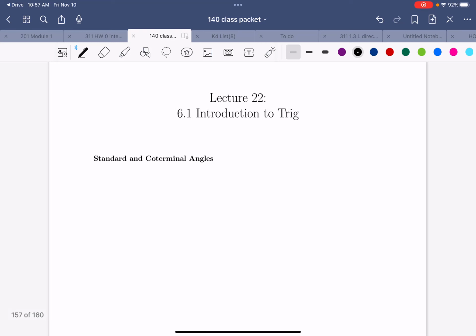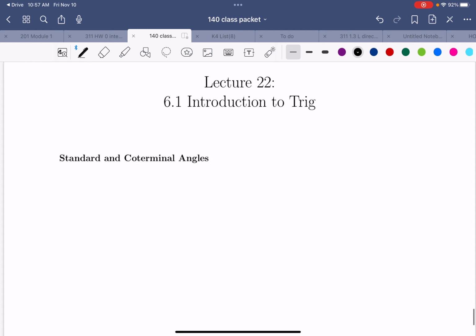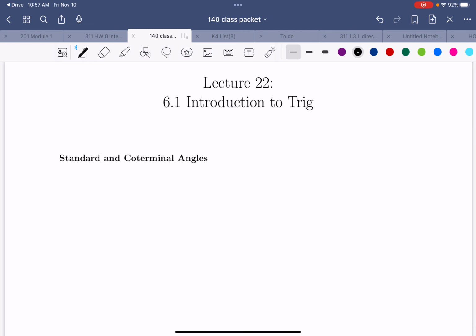Hi all, this is lecture 22 on section 6.1, Introduction to Trig. Now before we get actually into trigonometry, which is based on triangles, we're going to talk a little bit about angles. Our first discussion here is going to be on the difference between a standard and a coterminal angle.